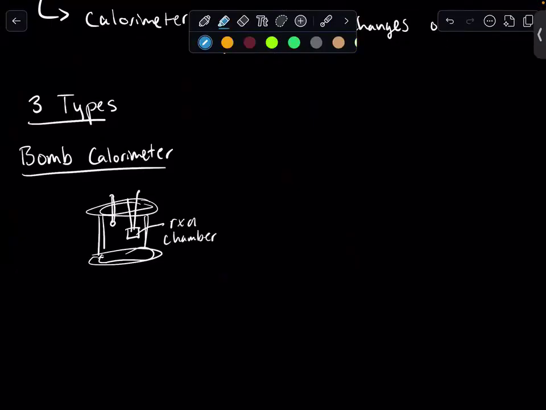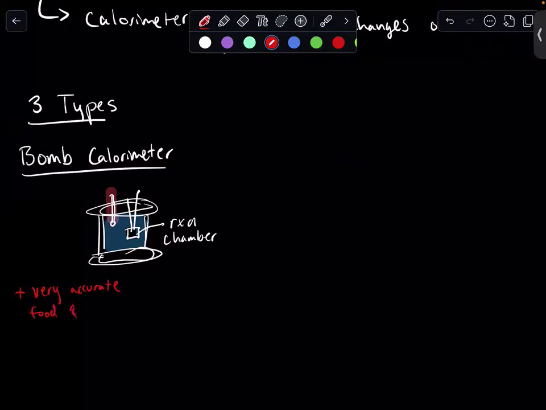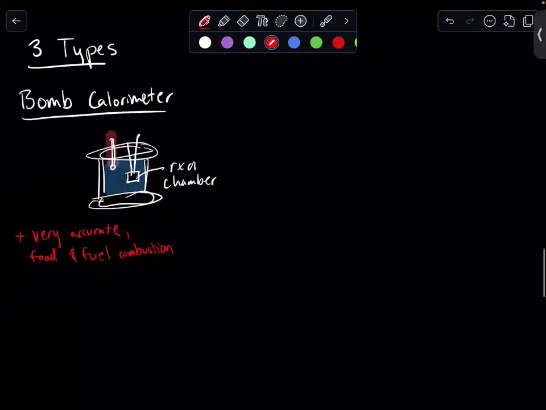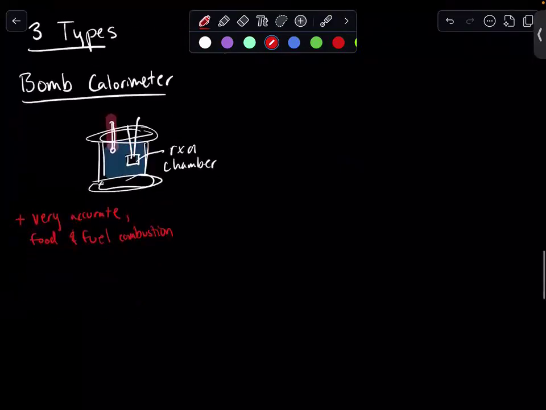Chamber. And surrounding that, you have water that you measure the heat change of through your calorimeter. Now, bomb calorimeters have a very big upside. These are very accurate, and they're used for food and fuel combustion. So figuring out the energy of a combustion reaction from food or fuel. So this is how they can get some energy values for the food that you eat, like the calories on the back of your food products.